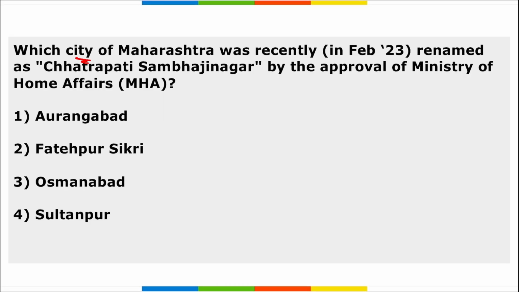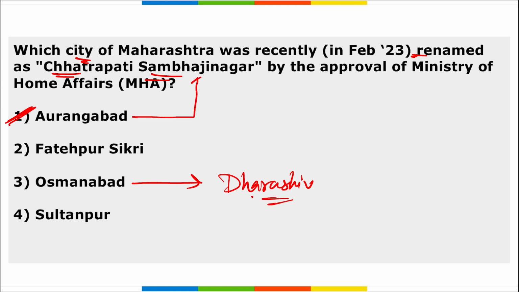Next, which city of Maharashtra was recently renamed as Chhatrapati Sambhaji Nagar with the approval of the Ministry of Home Affairs? So remember, it is your Aurangabad that was renamed to Chhatrapati Sambhaji Nagar. Apart from this, Osmanabad was renamed to Dharashiv. I repeat, Osmanabad was renamed to Dharashiv and Aurangabad was renamed to Chhatrapati Sambhaji Nagar.